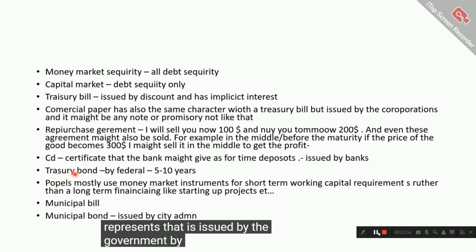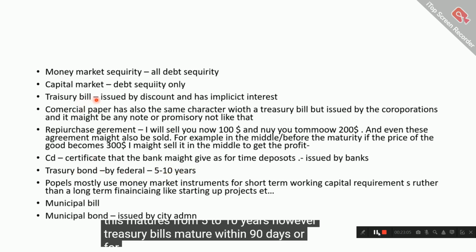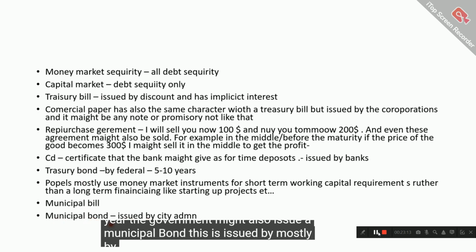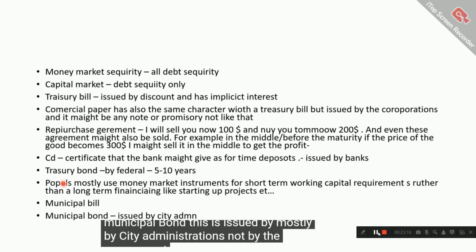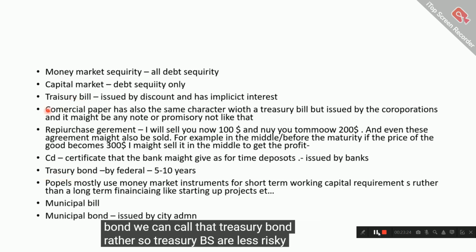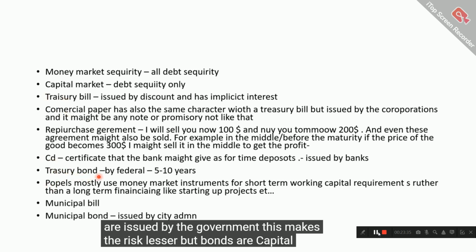The government might also issue a municipal bond. This is issued mostly by city administrations, not by the federal government. If the government issues any bond, we can call that a treasury bond. So treasury bills are less risky than treasury bonds because of the length of time. Both of them are treasury, which are issued by the government. This makes the risk lesser, but bonds are a capital market instrument which lasts for 5 to 10 years. However, bills are short-term instruments. So when the time of maturity is less, the risk will also be less.